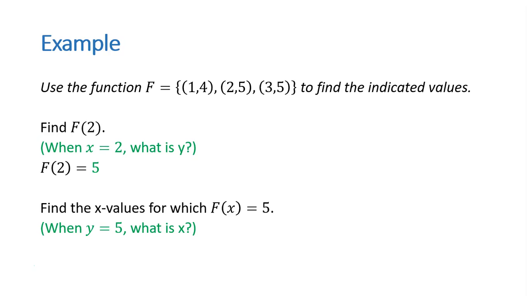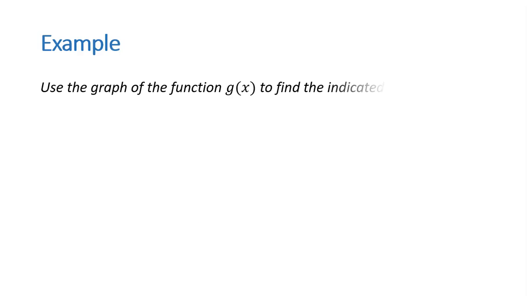So I actually have 2 ordered pairs where y is 5. My second and third ordered pairs have a y coordinate of 5. So when y is 5, it's possible that x is 2, or maybe x could be 3. So both are actually x values that solve this problem. x could be 2, or x could be 3. So both are considered solutions to this particular problem. Now let's look at it in terms of a graph.